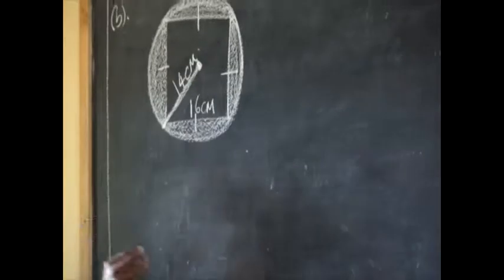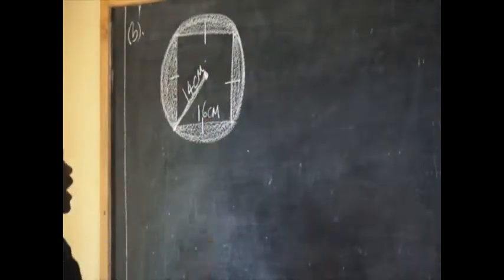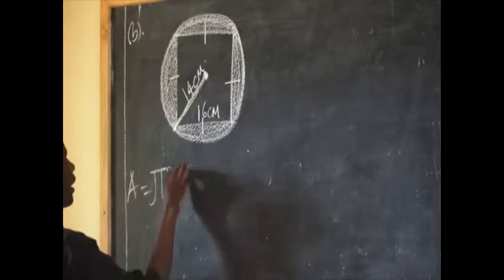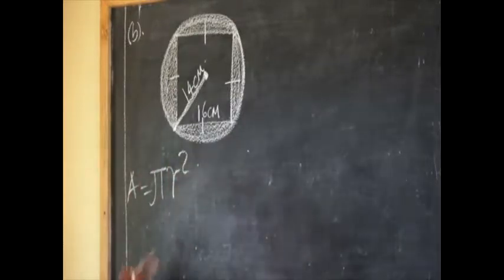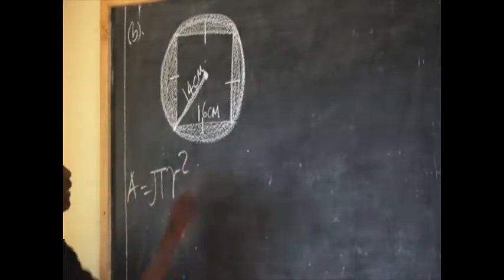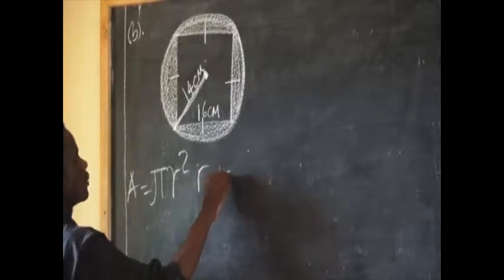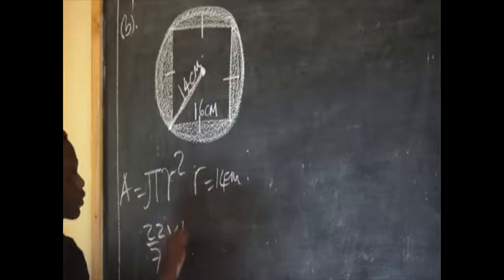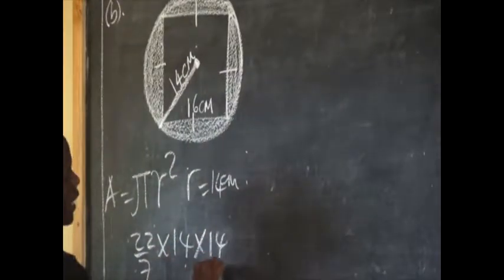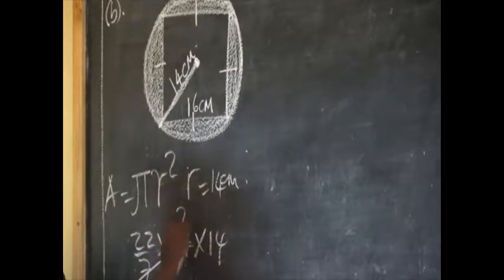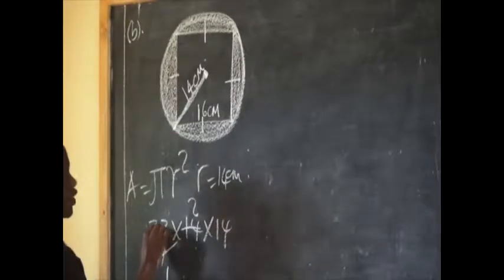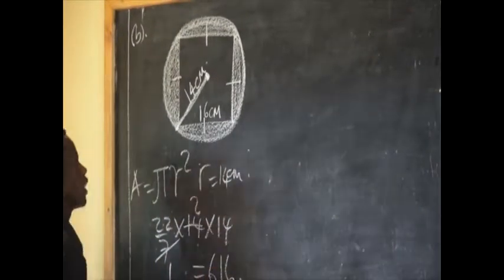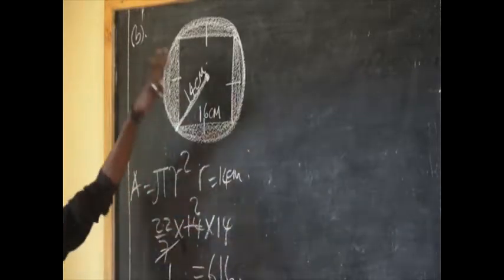Definitely we know that to find the area of the circle with radius, we use area is equal to pi r squared. Now remember, pi is 22 over 7 and r is equal to 14 centimeters. So we have 22 over 7 times 14 times 14. By doing so, 1, here it is 2. Now we have 22 times 2 times 14, which is equal to 616. So this is the area for the whole circle.